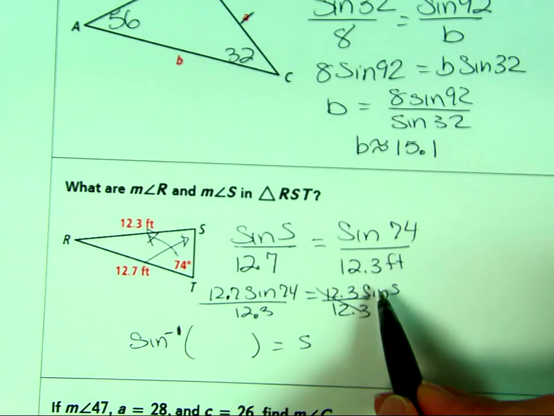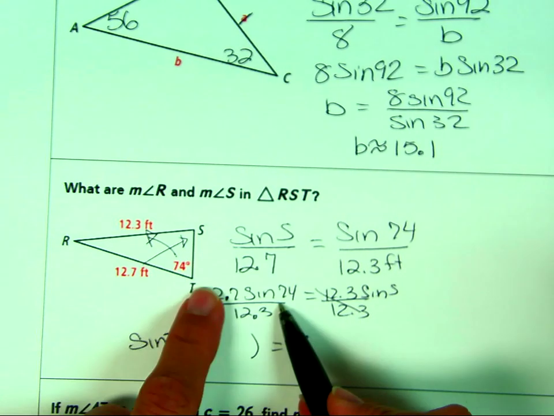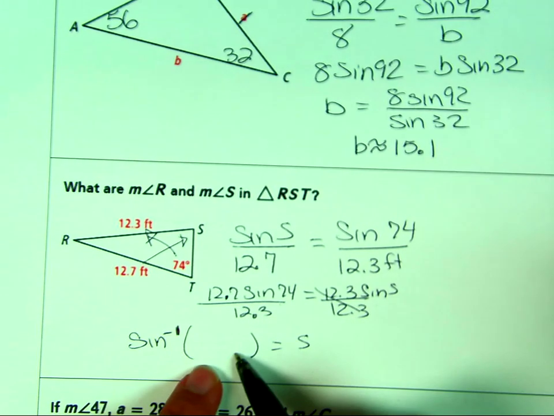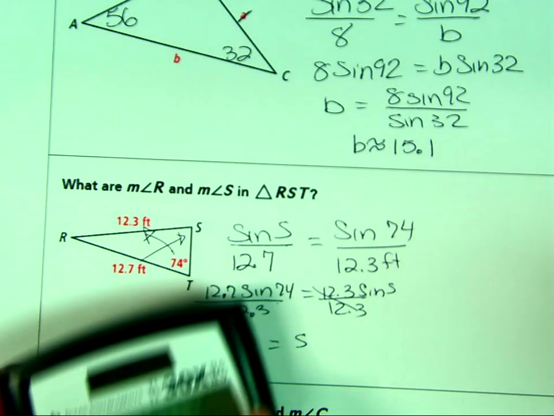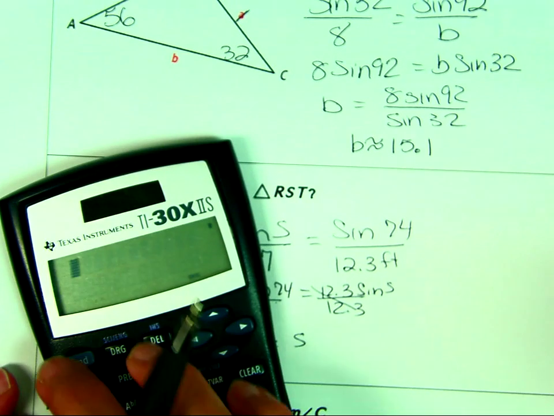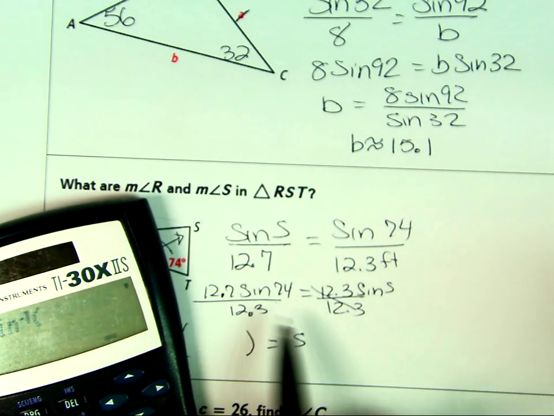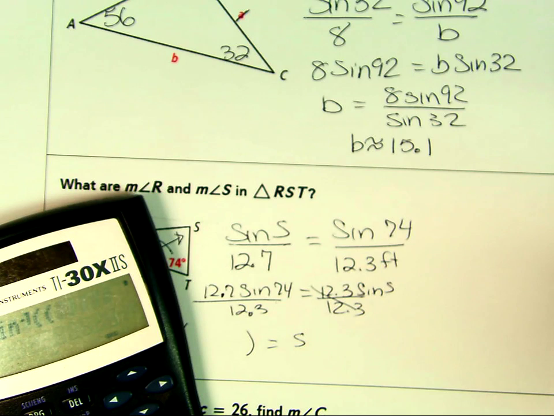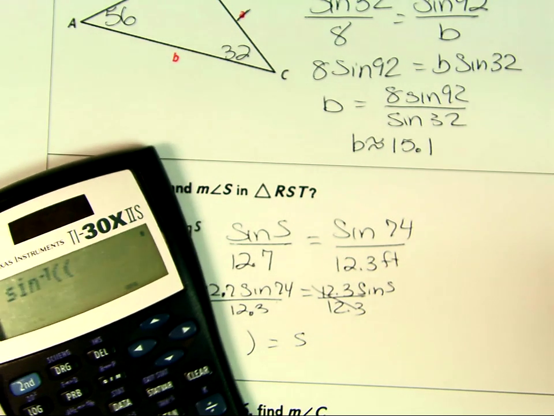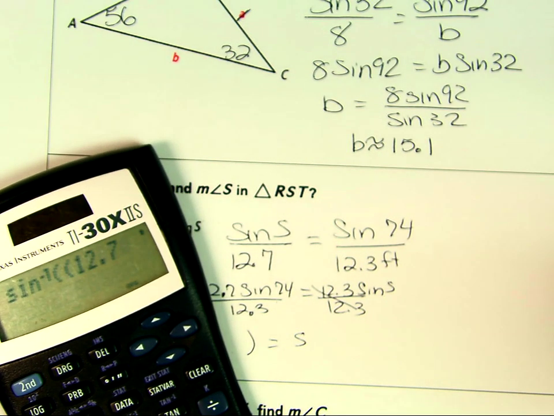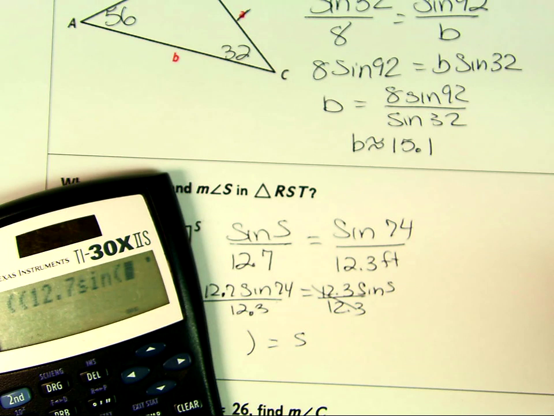So remember, the sine is a ratio. It equals that. If I want to find my S, I put my ratio in here. So to do that all at once in my calculator, I'm going to say sine inverse, and then I've already got my parenthesis there, so I need to put all of that in there. So I have to do another parenthesis for the numerator. So that's 12.7, and then times the sine of 74. I have to end my parenthesis for that, and then end my parenthesis for the numerator, and then divide by 12.3.